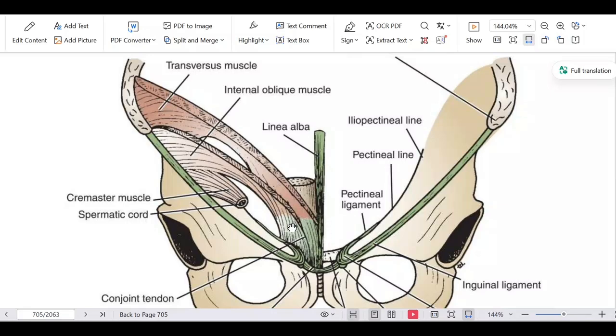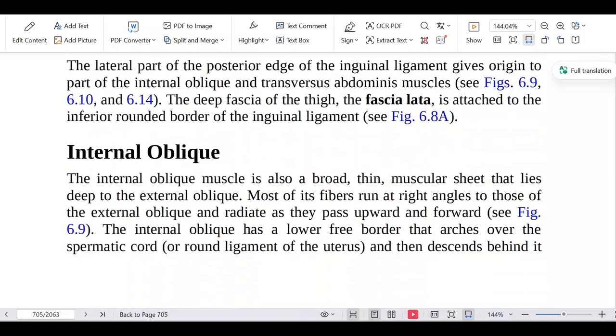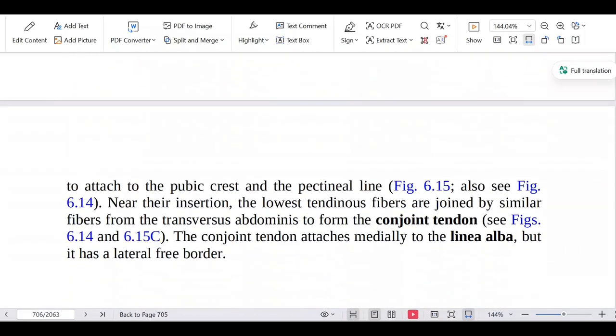So actually the lower arched fibers of the internal oblique and the transversus abdominis muscle, near their insertion to the linea alba, form a tendon that is called the conjoined tendon. Medially it is attached to the linea alba, but laterally, as you can see here, it is free. So medially they are attached, but laterally they are free. So that was about the internal oblique, but we are still left with a point.